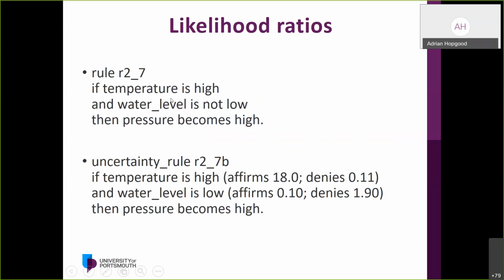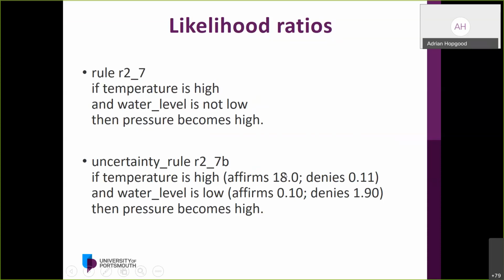So if I go back to my rule 2.7, which in its simple form said that the temperature is high and the water level is not low, then the pressure becomes high. In its Bayesian form, we might say that each of these assertions, temperature high, water level low, pressure high, has a probability associated with it. And what you're doing with this Bayesian version of the rule is updating the probability associated with the pressure being high.